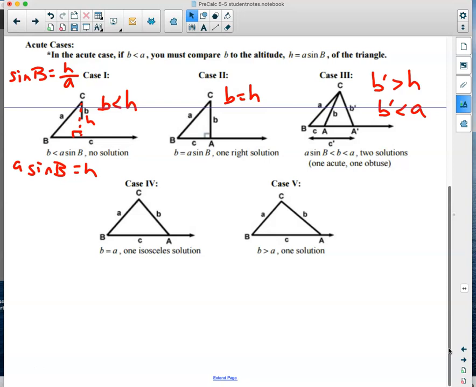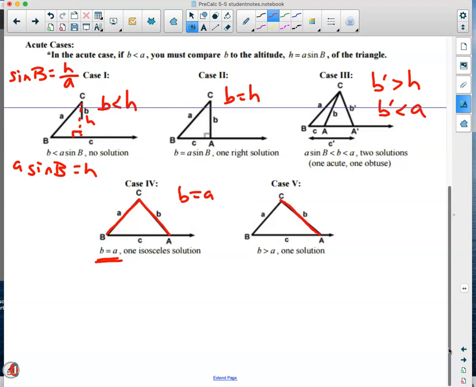Case 4. Ben asked about this one. What if B is exactly the same length as A? Special circumstance. One isosceles triangle. That's what's going to happen. So like it says right down here, one triangle, that's it. Because if we made this side a pendulum and we swung it over, it would hit exactly at angle B because it's isosceles.